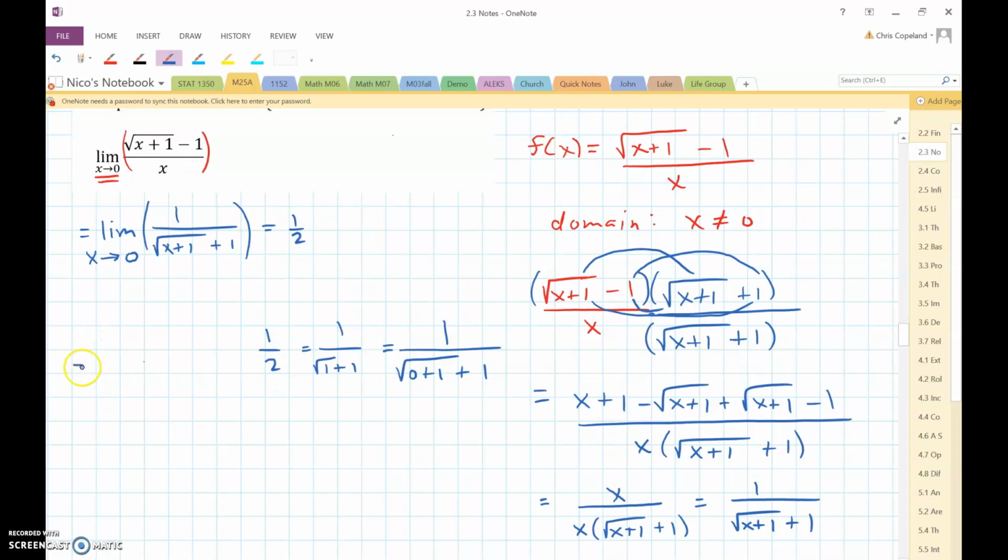Again, don't do this. Don't do the limit of 1 over 0 plus 1 plus 1. Okay, that's incorrect. All right.